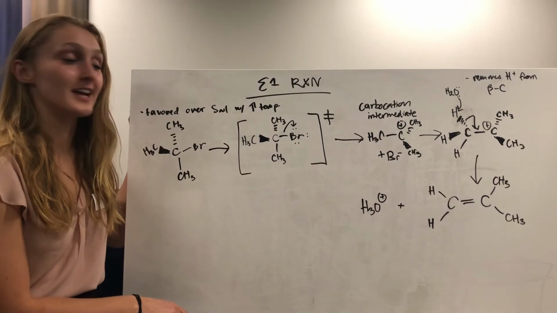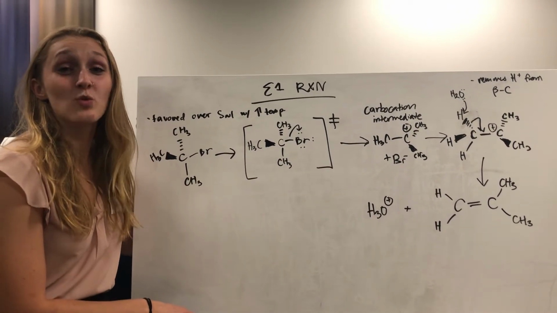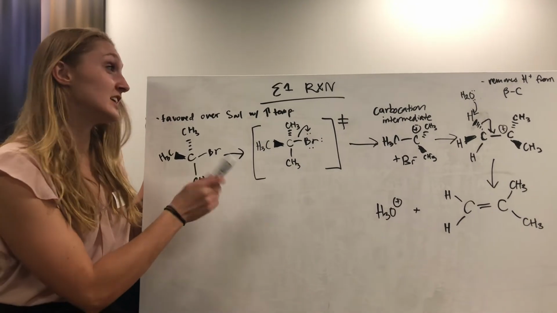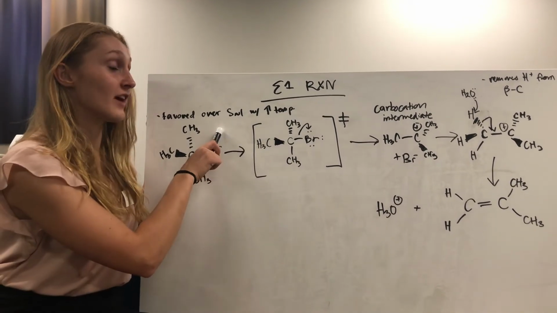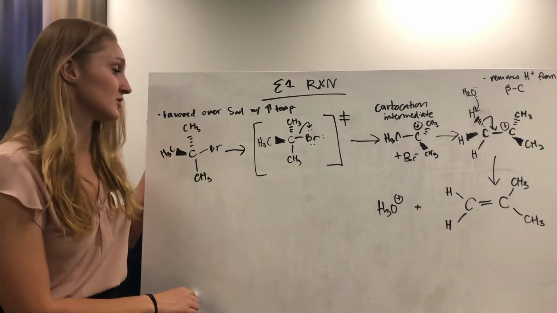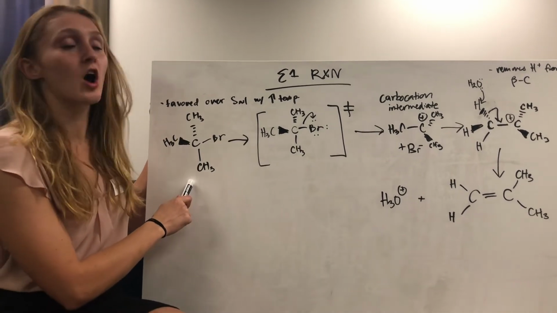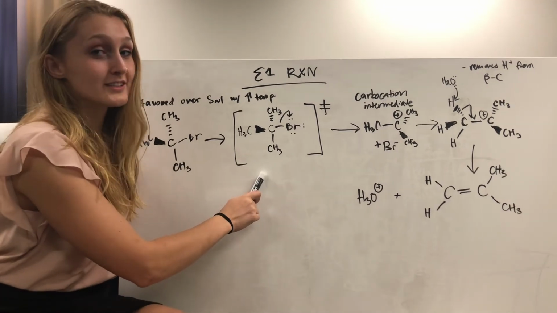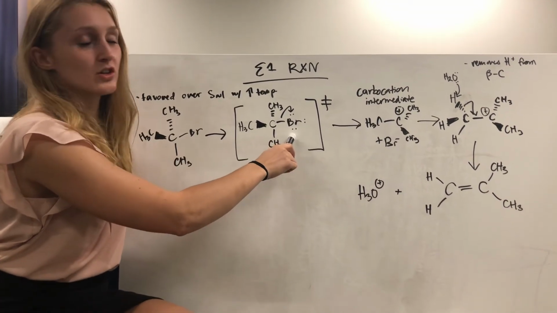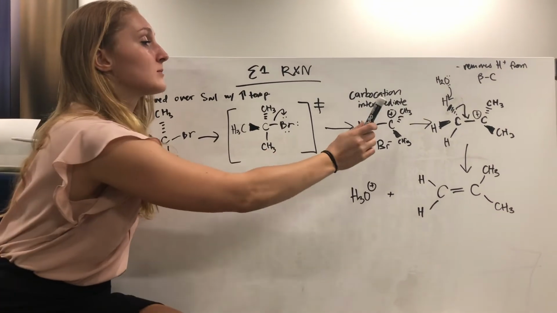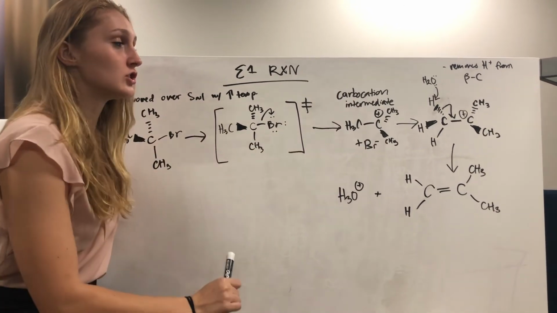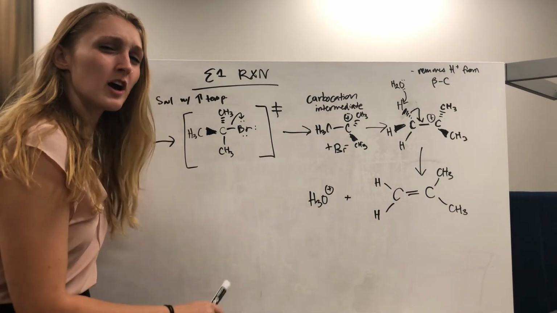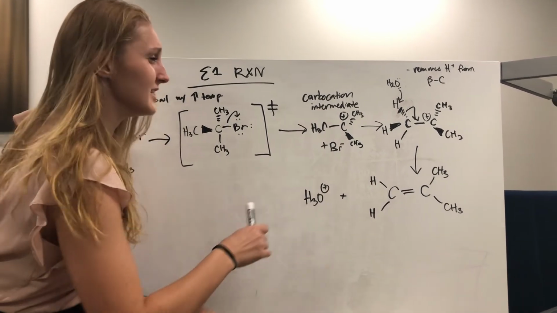All right, Sanjani. Now I've drawn for you an E1 reaction mechanism. As you can see, an E1 reaction is favored over SN1 in high temperatures. So here we have our tertiary alkyl halide. It goes through a transition state. Since bromine is a great leaving group, it forms a carbocation on the tertiary carbon. There's no carbocation switch because this carbocation is pretty comfortable where it is.